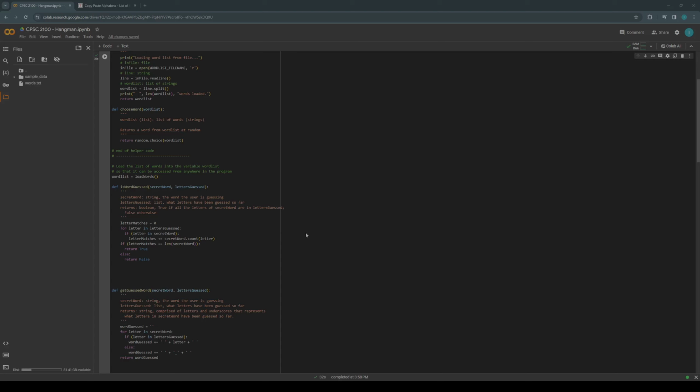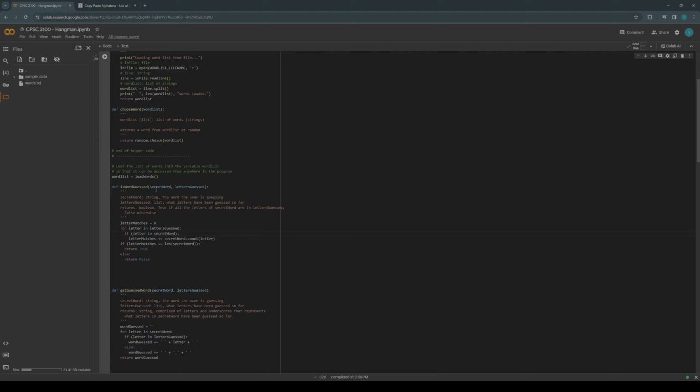Hi, this is Ian Magaha, and we are looking at problem set 3, making a hangman word game. To start off, we want to look at problem 1, which is seeing if the word is guessed or not. That is going to be this function right here, is_word_guessed.